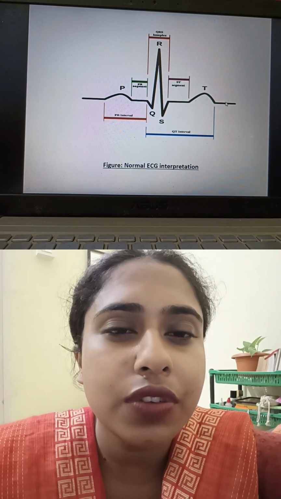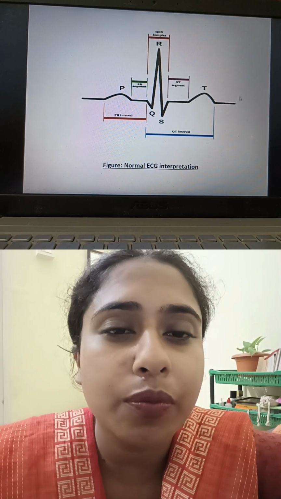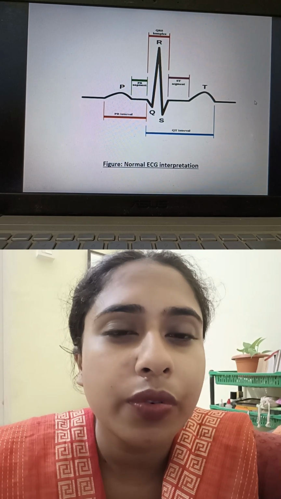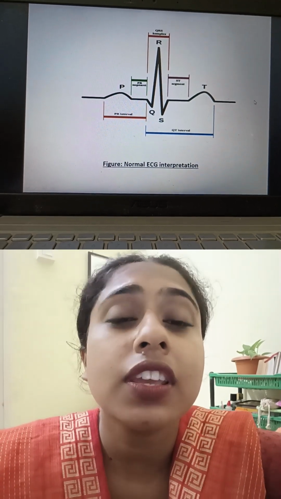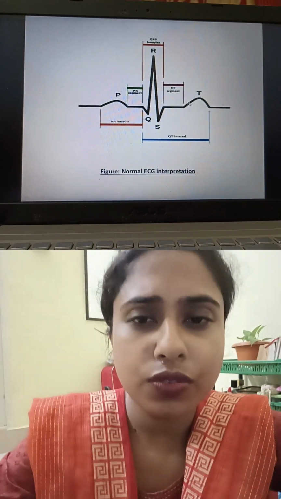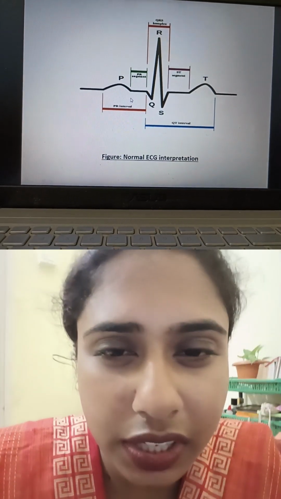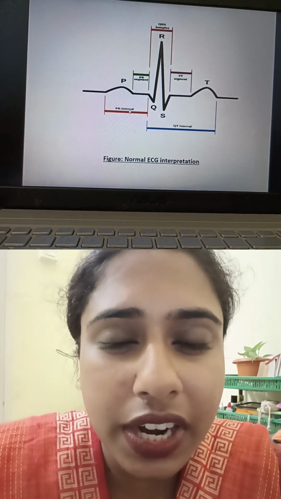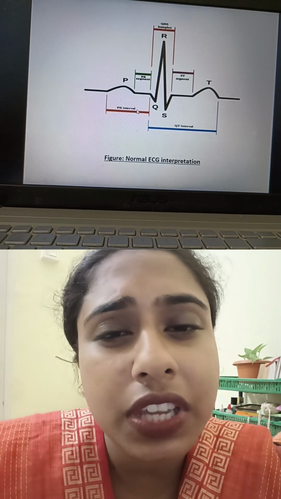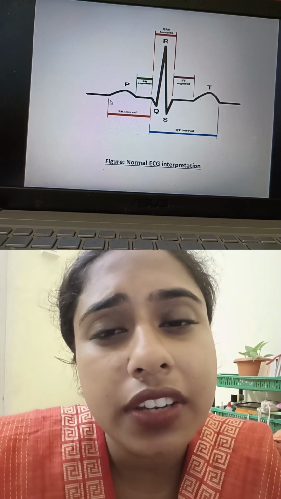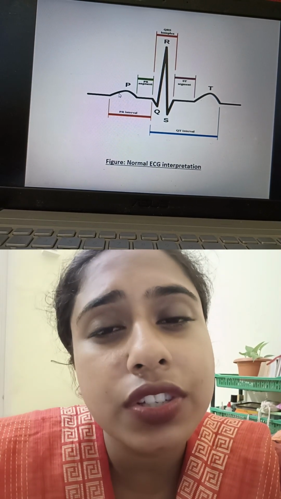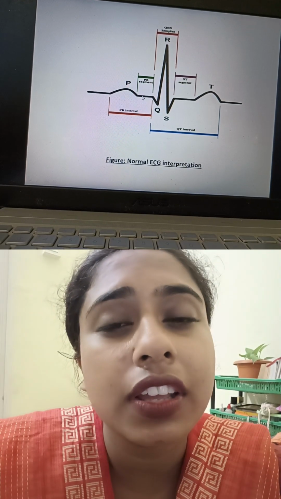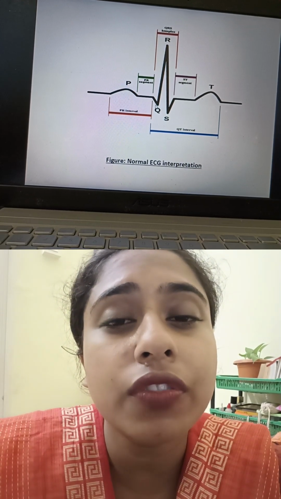Here you can see the PR interval now. So what is the PR interval? The PR interval is the time from the first deflection of the P wave to the first deflection of the QRS complex. So this is the normal ECG interpretation.